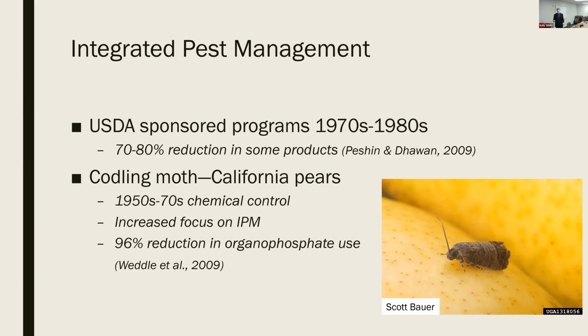And another great success story of the integrated pest management system can be found in the control of codling moth in the California pear industry. In the 1950s through the 1970s, chemical control was the primary method of control for this pest. And toward the end of the 1970s, they were starting to see increasing damage and increasing pest pressure as those insecticides became less effective due to the development of resistance. As a result, they turned to an increased focus on utilizing integrated pest management, which led to up to a 96% reduction in organophosphate use in some situations, while at the same time helping to increase pest management efficacy and reduce the damage that they were seeing to their crops.